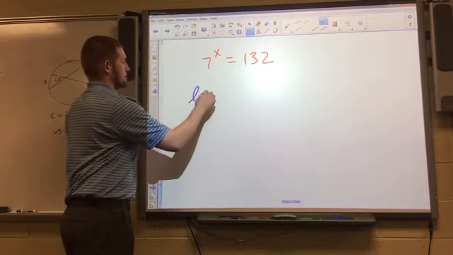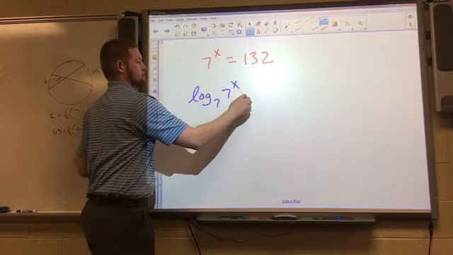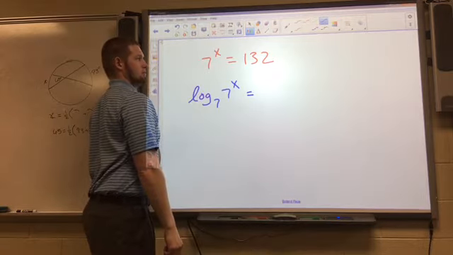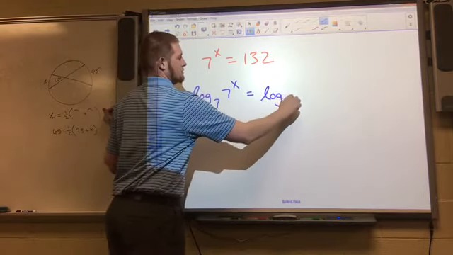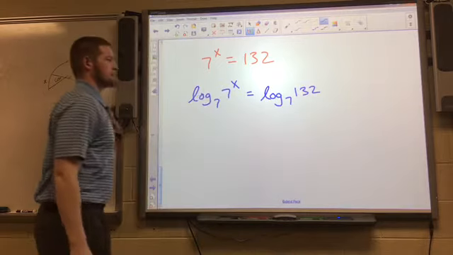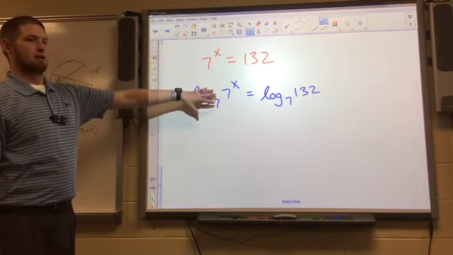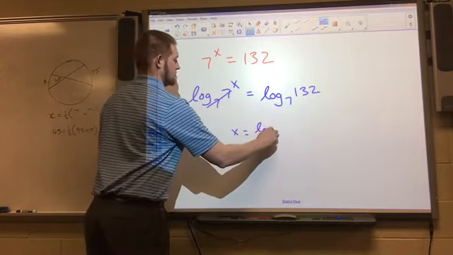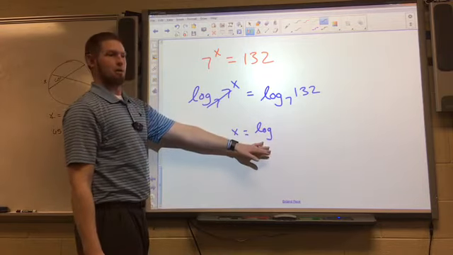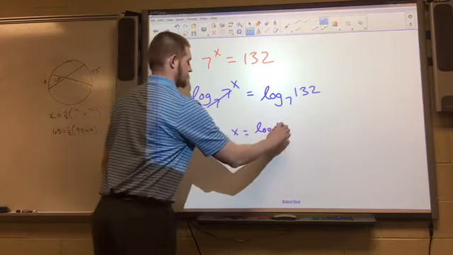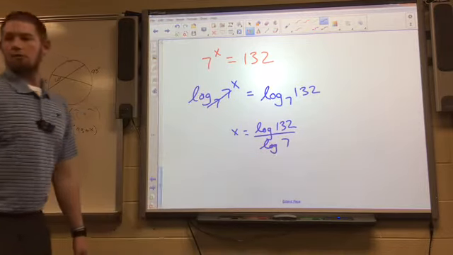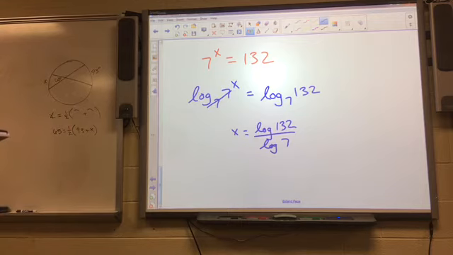I have to do log base 7 of 7 to the x equals, and then Carissa, on the right side I do what? Log base 7 of 132. Good. On the left side I get what, Devin? X. I can go ahead and split this up right now. What goes on top? Log of 132 divided by log of 7. What is it? 2.51.